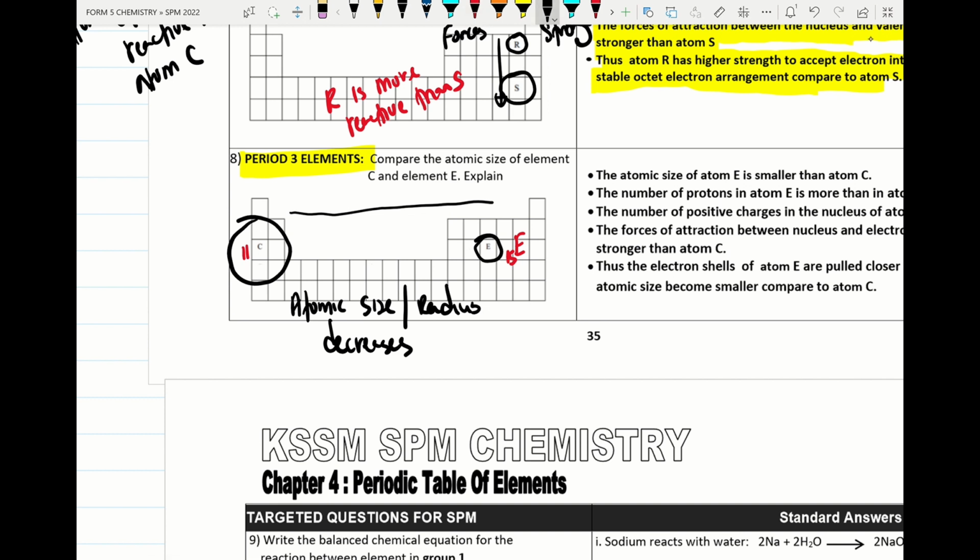So when we check the nucleus, inside the nucleus of atom C, it has 11 protons. Inside the nucleus of atom E, it has positive 15 protons. When the number of protons present in the nucleus of an atom is higher, the nucleus has stronger forces of attraction to pull all the electron shells towards the nucleus, and this causes the atomic size to become smaller.